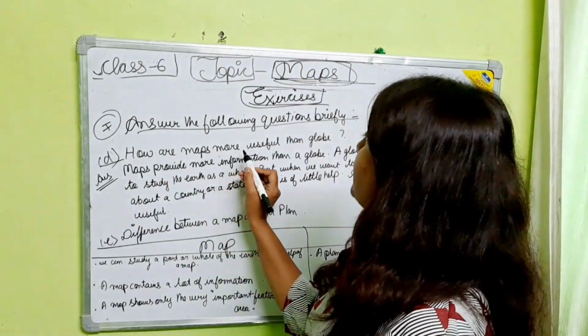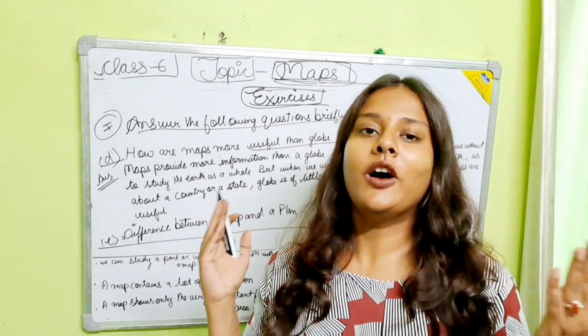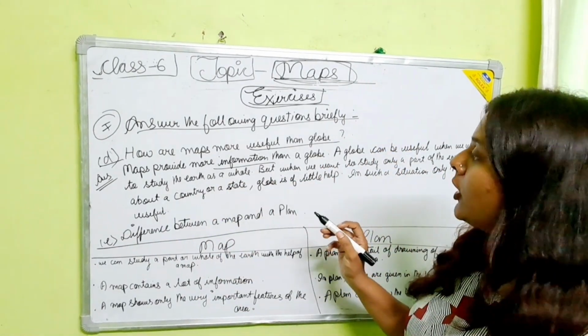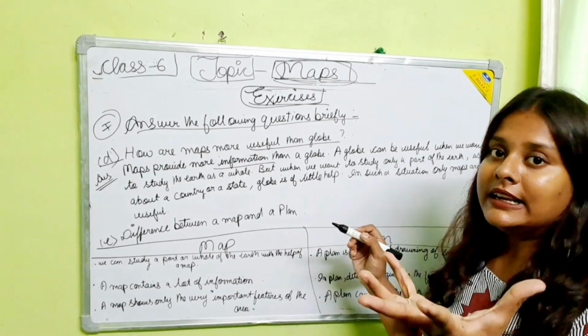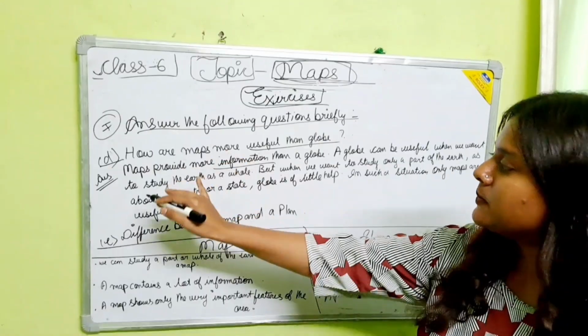How are maps more useful than globes? This we have discussed earlier also. How are maps more useful than globes? Maps provide more information as compared to the globe. Now, in globe study, the entire earth is very complicated. So for that purpose, maps are used.